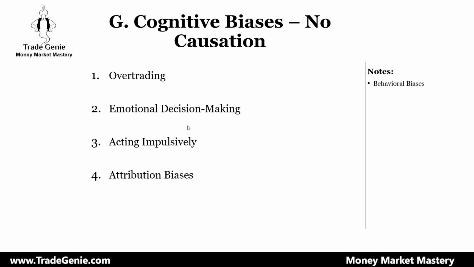He's making emotional decisions. He's acting impulsively. Attribution biases: when he makes money in a trade, he attributes it to his skill. When he loses in that trade, then he attributes that to some kind of luck, some superstitious beliefs, or some market maker, or somebody out there to get him. All this is playing a role because he doesn't believe in any causation. So attribution biases, over trading, emotional decision making, acting impulsively, all that is going on in the trader.